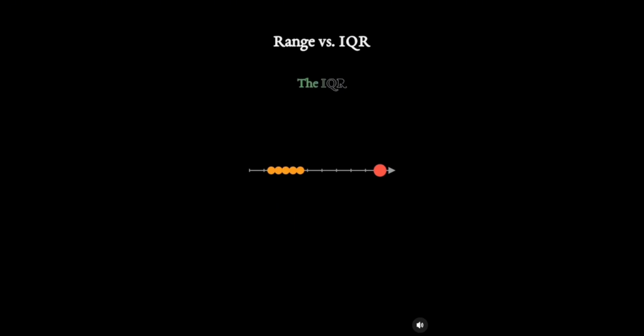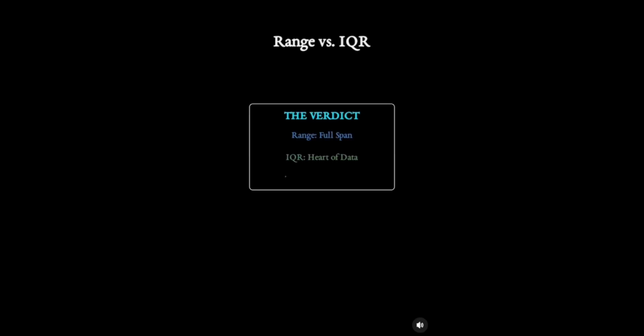That's where the interquartile range, or IQR, comes in. Instead of being distracted by the extremes, we split the data into 4 equal parts, or quartiles. We ignore the bottom 25% and the top 25%, focusing only on the middle 50%. In our street example, the IQR stays locked on those typical houses, completely ignoring that outlier mansion. Use the range to see the full span, but use the IQR to find the heart of the data. It's the spread that outliers can't touch.